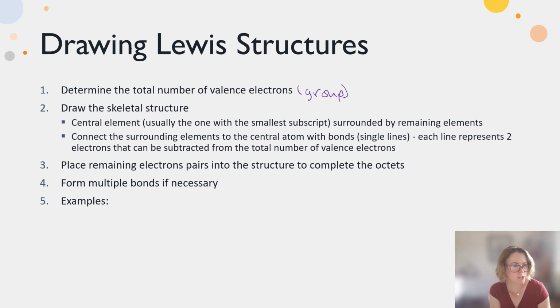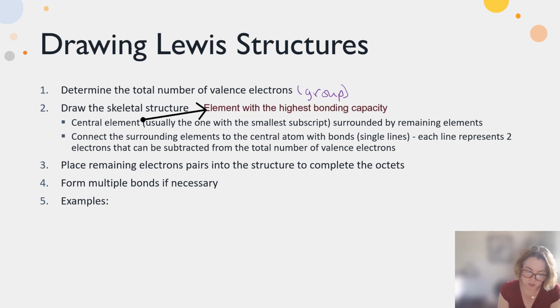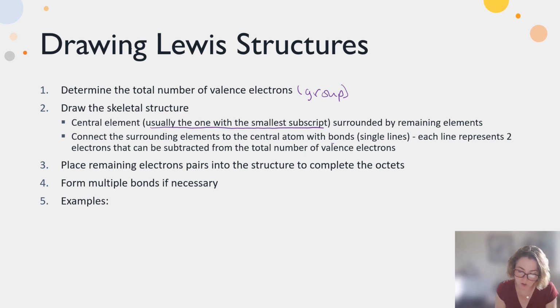The second thing I want to do is to draw the skeletal structure. That means that I have to figure out what element goes in the middle, and that is usually the one with the smallest subscript. And then I want to surround that central atom with the remaining elements. I then want to connect those surrounding elements to the central atom with bonds. Those are going to be single lines. And each line represents 2 electrons that are then going to be subtracted from the total number of valence electrons.